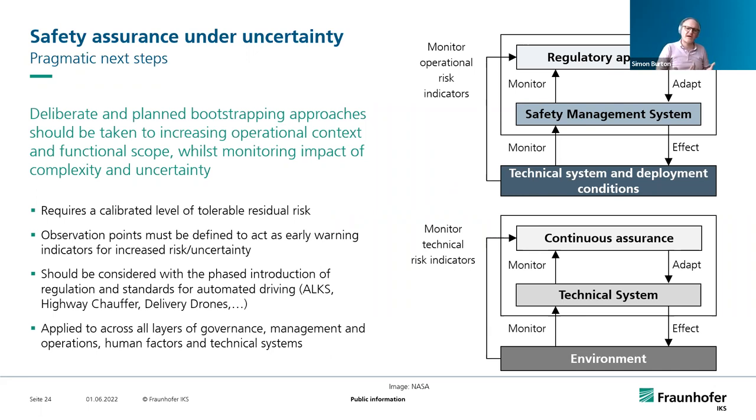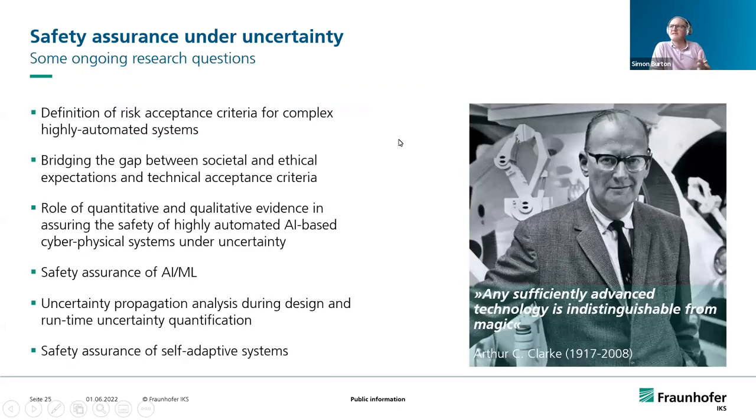And we need to somehow work out how to define these behavioral observation points to understand whether or not our approach to deploying these systems, despite all of this uncertainty, is appropriate, and whether or not we really are managing to reduce this residual uncertainty in the system. So I'd just like to now wrap up with some ongoing research questions.